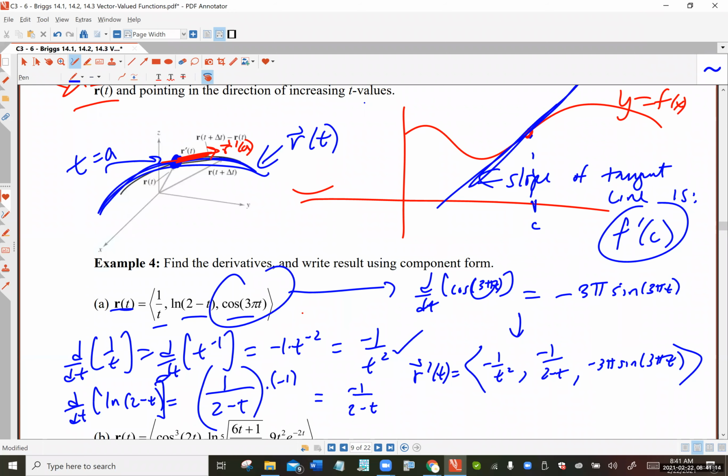Everybody okay? The derivative of 1 over t is... Negative 1 over t squared. Oh, okay. Sorry. Negative 1 over t squared is the first component. Does that answer your question? Yeah, that does. Okay.